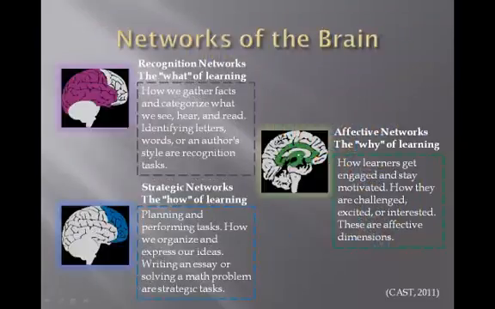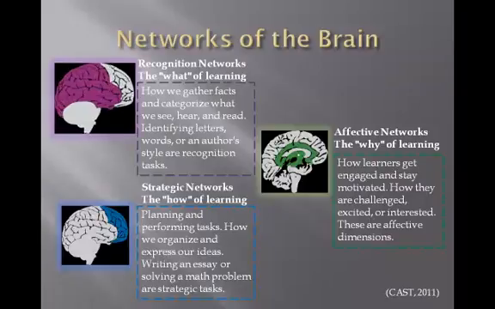There are three main networks of the brain. These include recognition, or the what of learning, and this is how we gather facts and categorize what we see, hear, and read. It's where we identify letters, words, or the author's style.